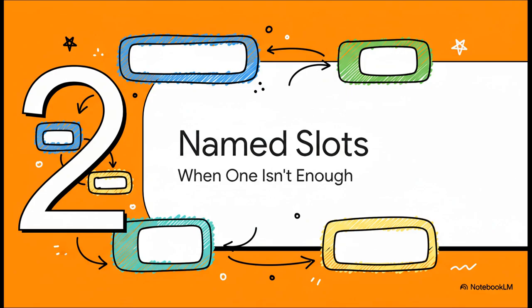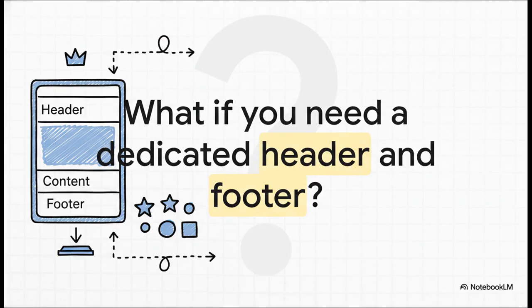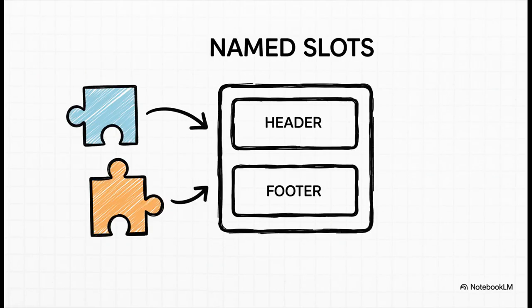We've mastered the default slot, but sometimes one slot just isn't going to cut it. This is a classic problem, right? You're building a modal component, or maybe a card. You know you need a specific area for a header, another one for a footer, and then the main content goes in the middle. How in the world do you manage all that with just one children slot? Well, the solution is beautifully simple, and it builds on what you already know.